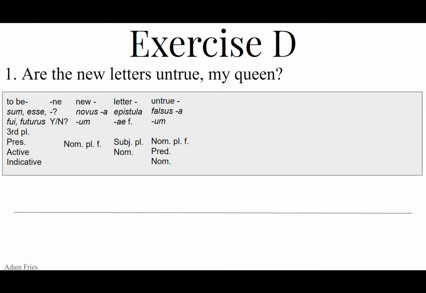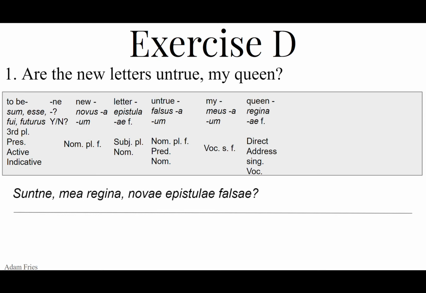But we're asking the question, so sunt-ne, novae epistulae falsae, and then we have to add the my queen. Notice my queen is offset by a comma. This is the direct address, so the vocative case in Latin. We want meus, -a, -um and regina, first declension feminine. If regina is direct address, so vocative singular, if it's vocative singular feminine, meus must be vocative singular feminine, so mea regina.